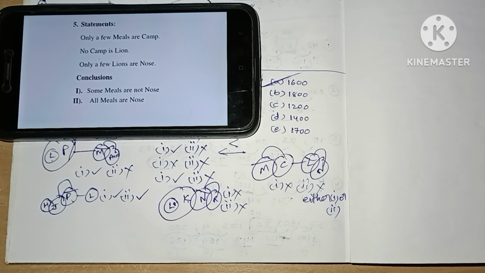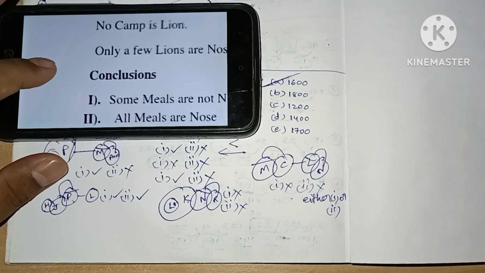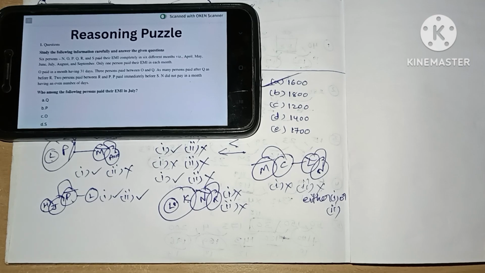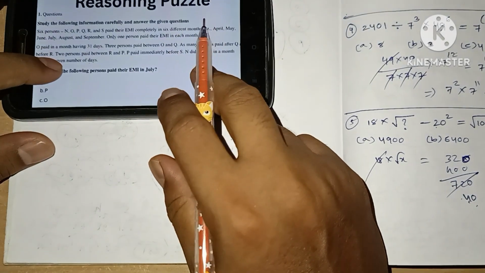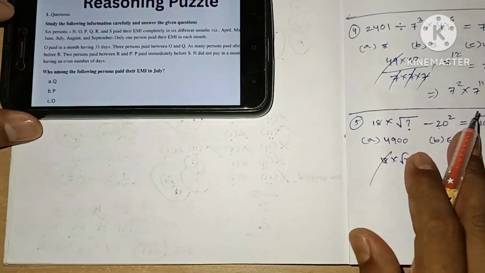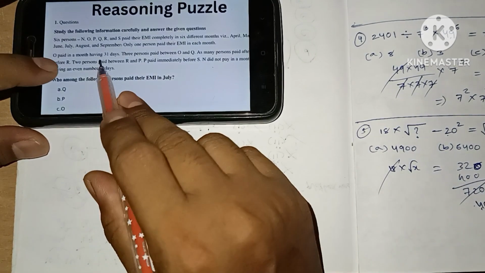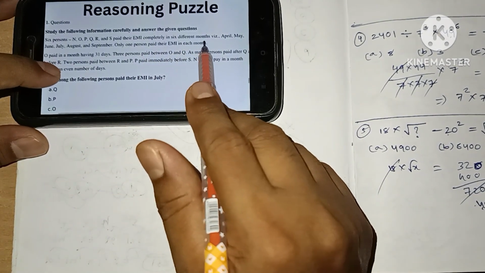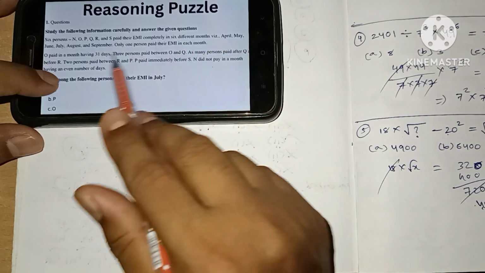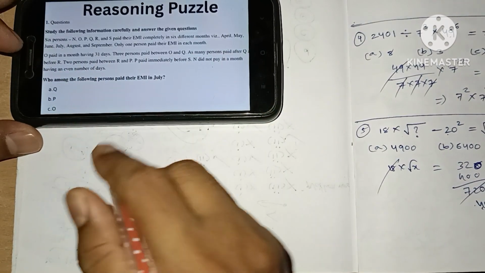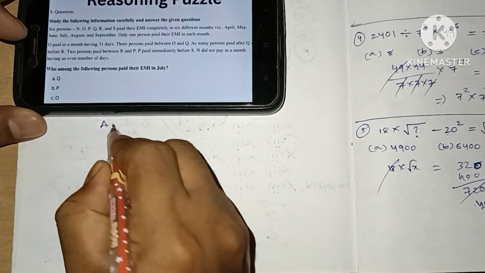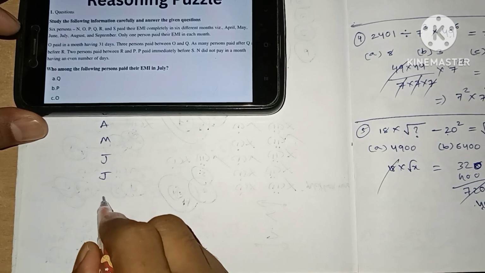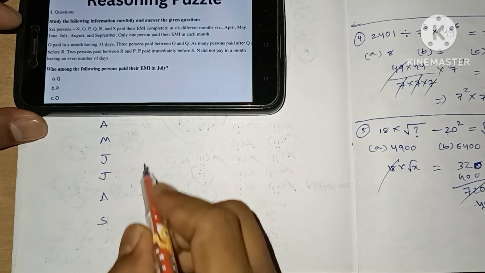Okay. Now we are going to see a reasoning puzzle. Let's get started. See, 6 people paid the EMIs completely in 6 different months. Months are April, May, June, July, August, and September. Let's note them.